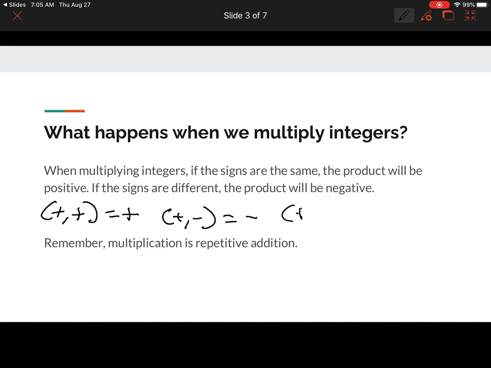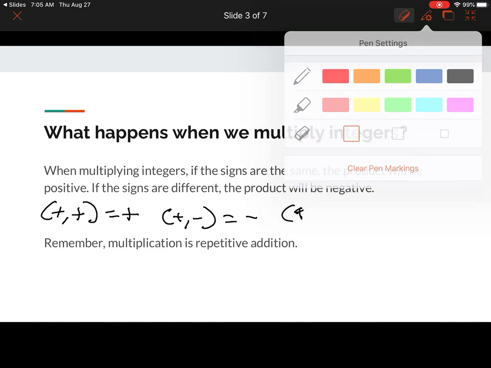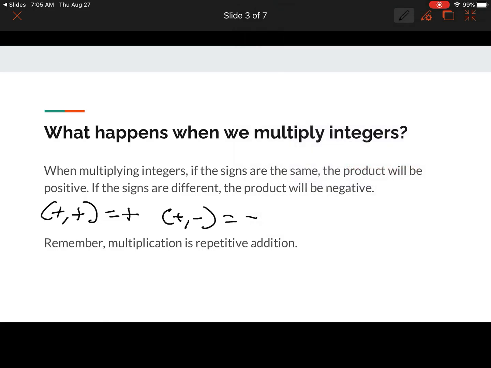If we have a negative and a positive, this too would be negative. And then if we have a negative and a negative, this would be positive. Now that's a little tricky one right there that people get confused. So let's remember, a negative times a negative will equal a positive.